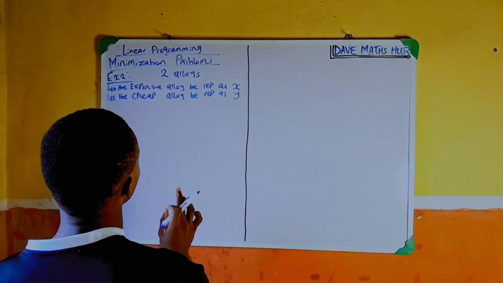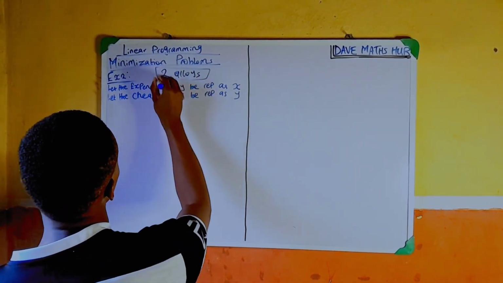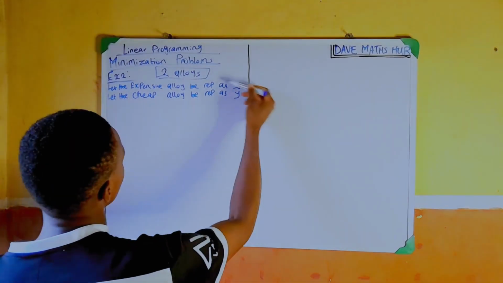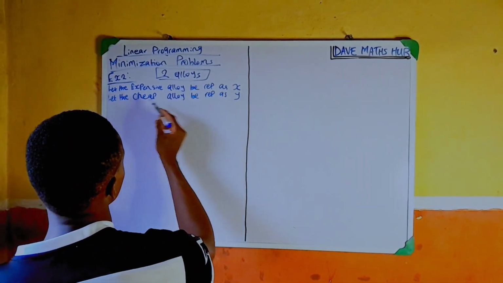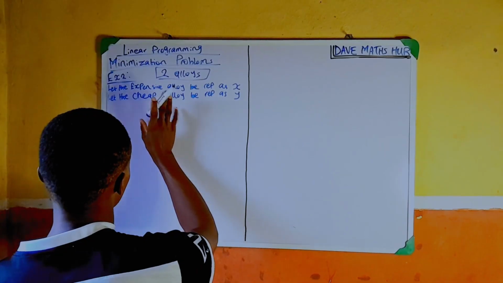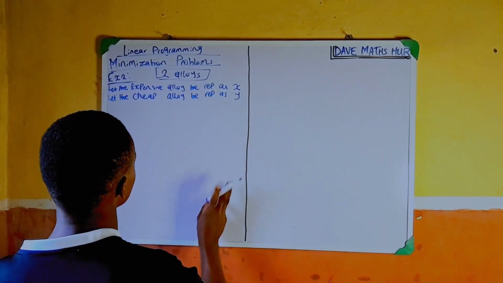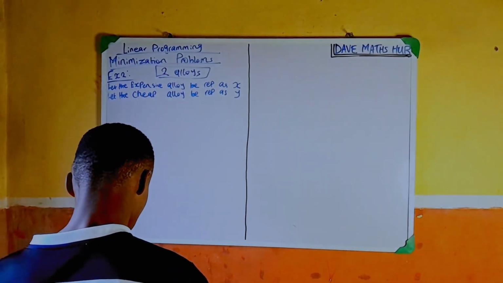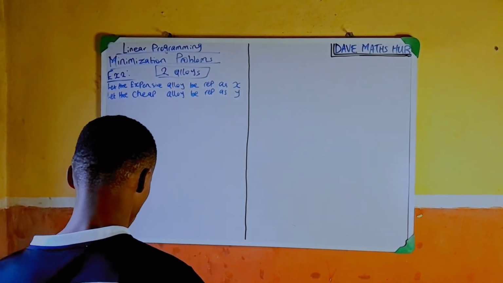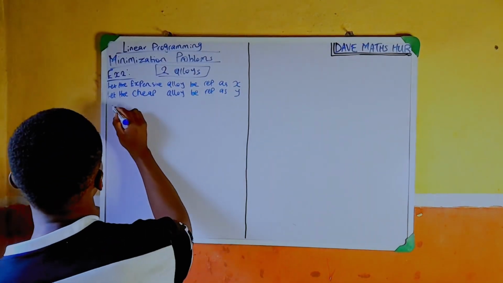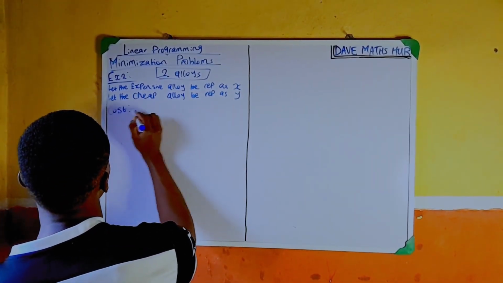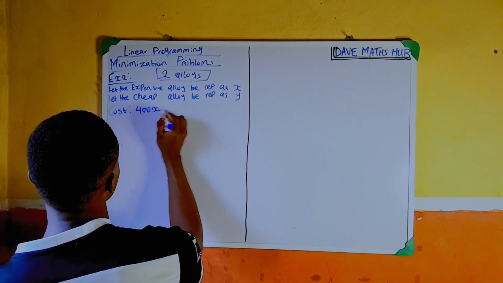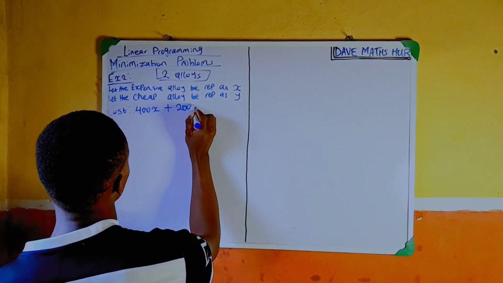So looking at this, we have 2 alloys, which is expensive alloy and cheap alloy. From this statement, we can start bringing out the things that are under them. From the beginning, I said they are costing 400 naira and 200 naira. All right, we have our cost to be 400 for X plus 200 for Y.